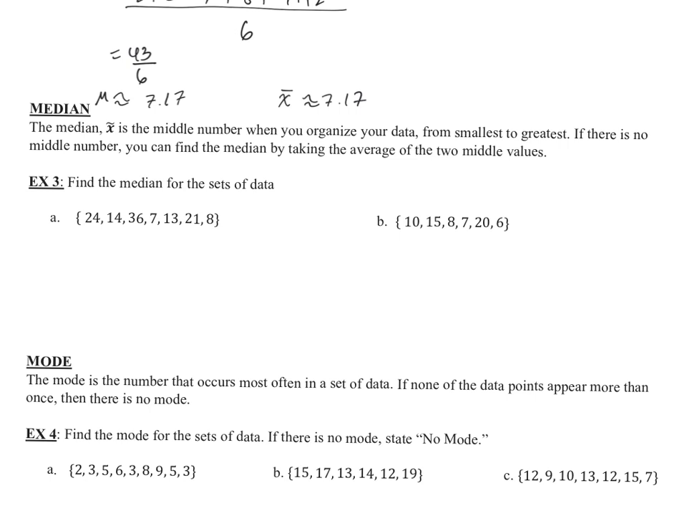So example 3, find the median for the sets of data. Well, when I look at A, they're all out of order, so what I'm going to do is first set them up in order. So I see 7, and then 8, what's next? 13, 14, 21, 24, and 36. Alright, let's see. What's the middle number here? 1, 2, 3, 4, 5, 6, 7. So 14 is going to be our middle number. So my median, x tilde, is 14.